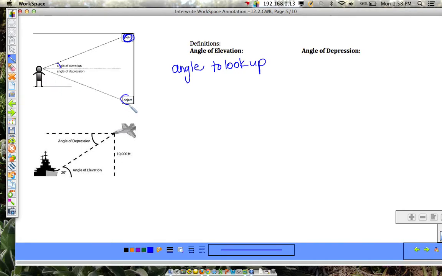If I'm looking at this object, I have to look down from the horizontal, or from my eyeball, so it's called the angle of depression. So this is going to be the angle to look down. Here's another example. If I'm at the airplane, I'm trying to look at the ship. So here's my horizontal, and I'm looking down. So it's going to be an angle of depression. If I'm the ship, here's my horizontal. It has to look up at the plane, so it's going to be an angle of elevation.